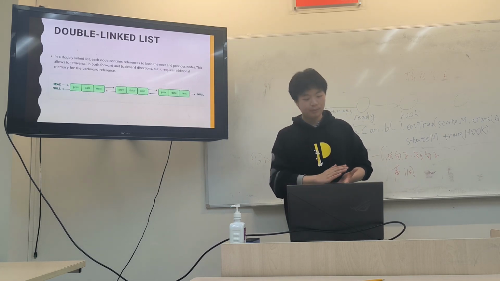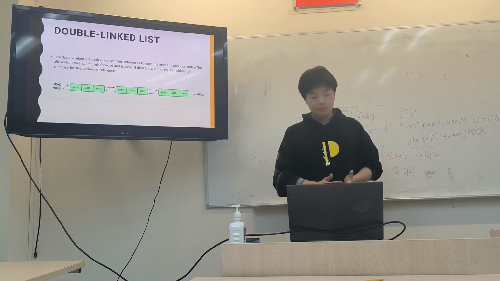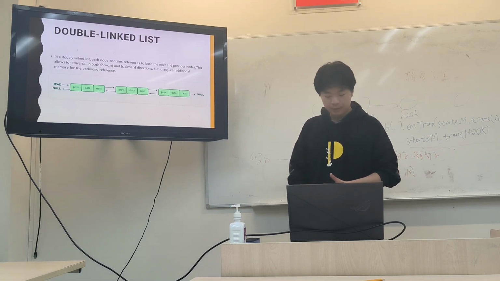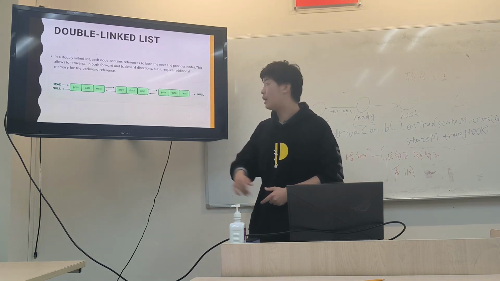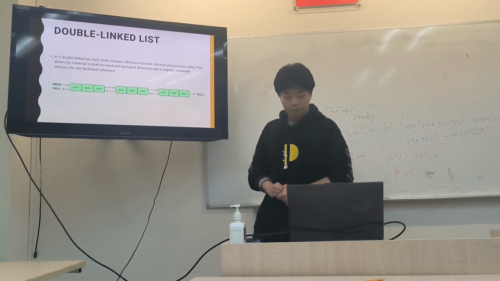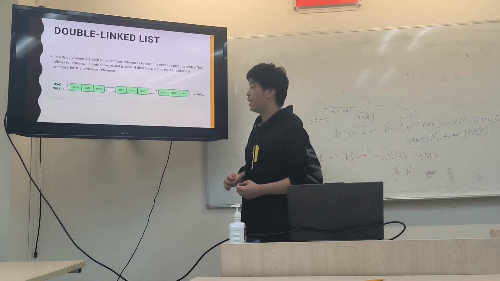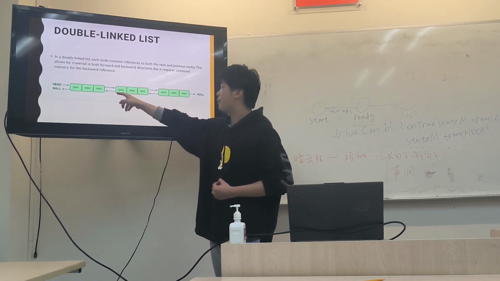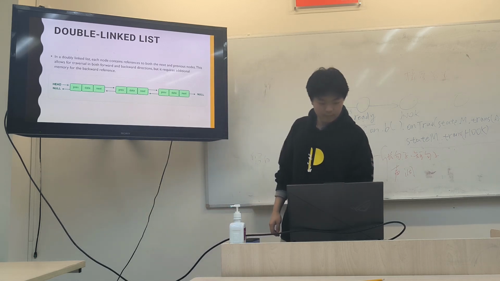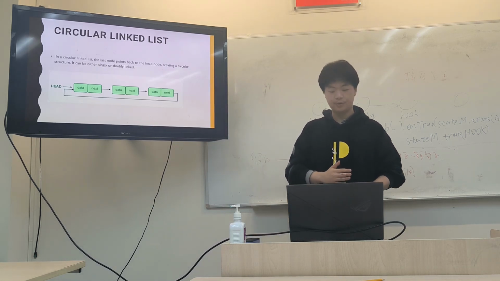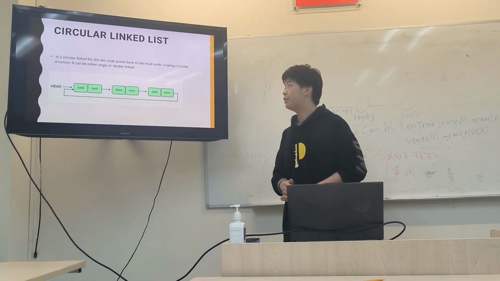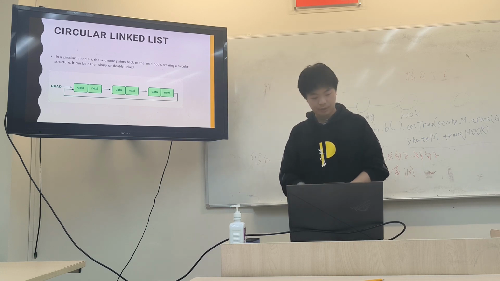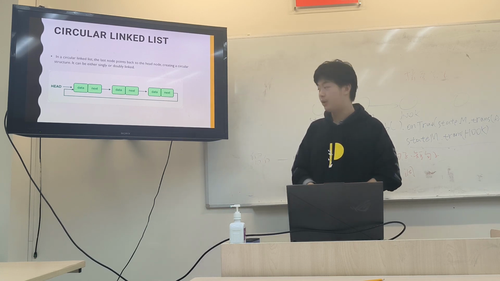And for double linked list, a node contains references to both the next and previous node. This means that, for example, when you are currently at this node, you can traverse from this node to this node, and you can also access the node before it because you also have a reference to it. And the last type is circular linked list. In a circular linked list, the last node points back to the head node, creating a circular structure. It can either be singly or doubly linked.